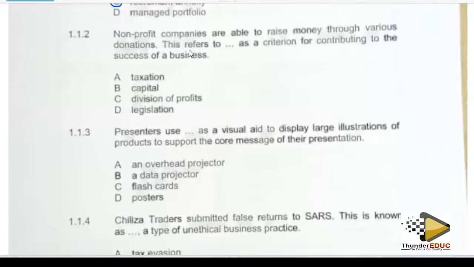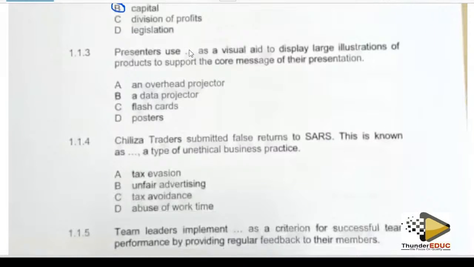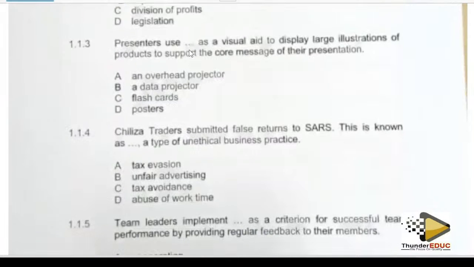What is the success of the business? The business can only be successful if it is able to make profit. That's how we gauge success under business studies. So now let's move on to the next option. The next option that we are given, grade 12, we are given 1.1.3 as the question. So now let's go through this set of questions given.